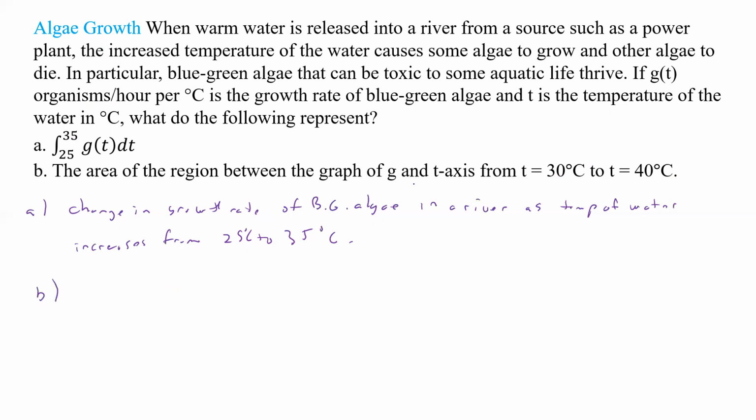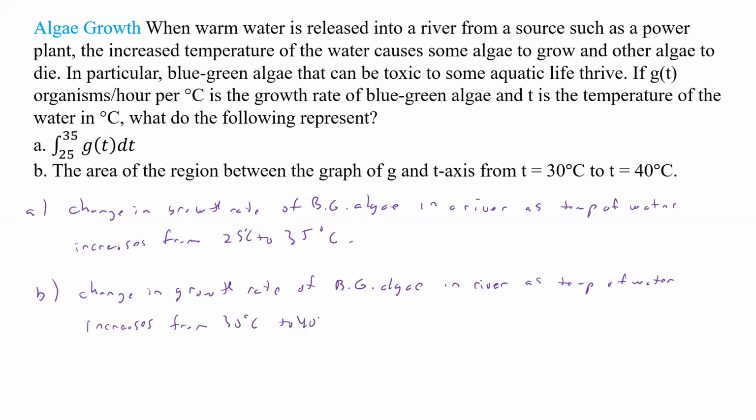Now, what does B say? The area of the region between the graph of G and the t-axis from 30 degrees C to 40 degrees C. So it's going to be a change in growth rate of our blue-green algae again in a river as the temperature of water increases from 30 degrees C to 40 degrees C.